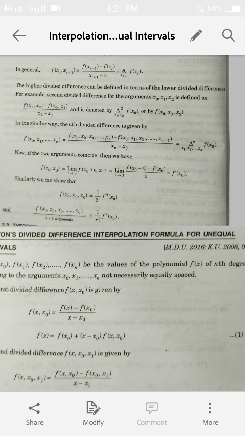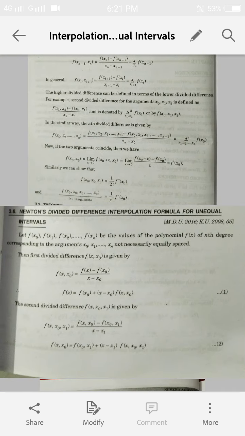That means we can find it in terms of second order derivative. Similarly, in a general way, if we are to find this for r plus 1 arguments, then it will be equal to 1 by factorial r, rth derivative of function at the point x0. So this is the particular case when the values coincide, then how can we find the values of first, second, third and so on nth order divided differences.